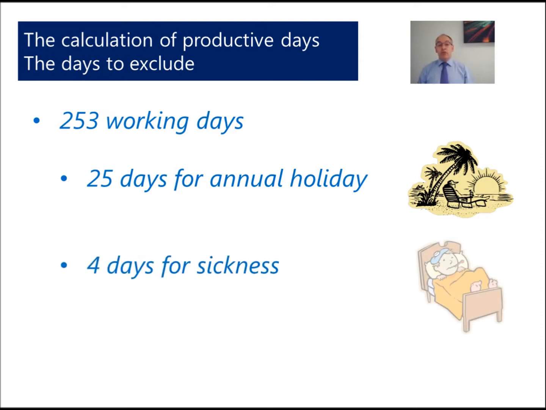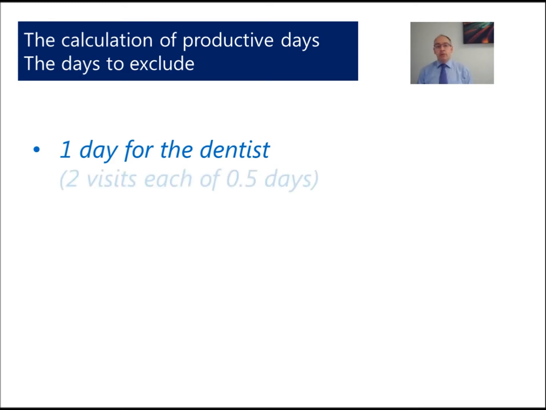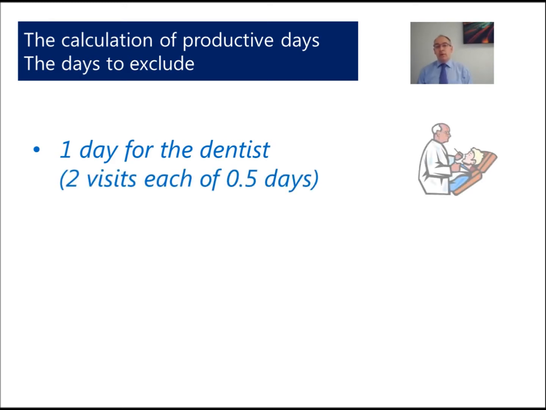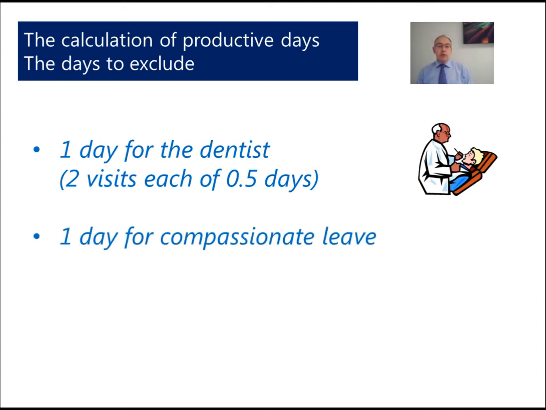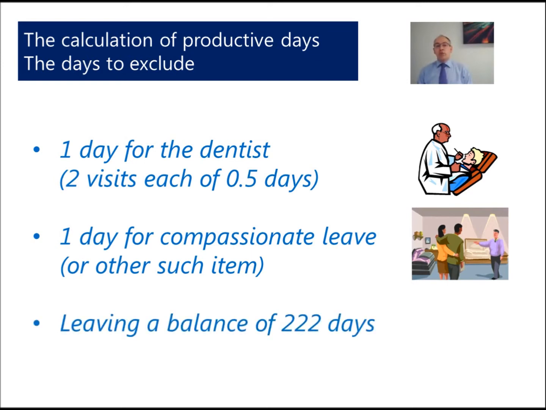Unfortunately, people do fall sick, and we'll have to take into account some sickness provision. So for this example, we'll use 4 days. Next, we also have to take into account some other items. Now, we want our team to be healthy. They'll probably go to the dentist twice a year, so that will exclude 2 half days. And it may be that we have to take into account other items, perhaps some compassionate leave. So let's allow an additional day for that. So this gives us a balance of 222 days that they're available.